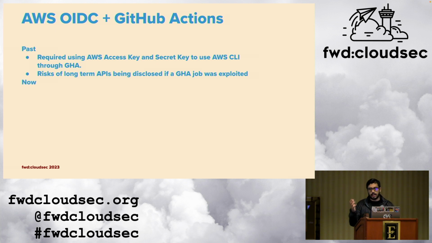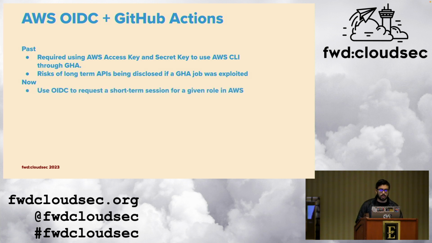However, now GitHub and AWS have released a new feature called OpenID Connect with GitHub Actions. So now you can get a short-term role where GitHub will send a JWT header to AWS and say, hey, this is the repo that wants access for this role. Is it allowed to do so? AWS will say, yep, this is good. Here's a short-term session, 3,600 seconds, whatever you want to set the expiration for. And it will also expire after the job is finished.